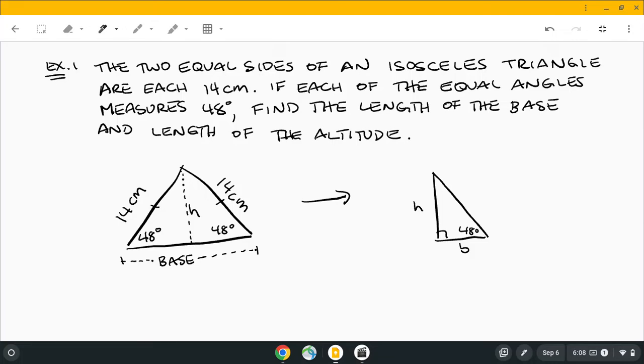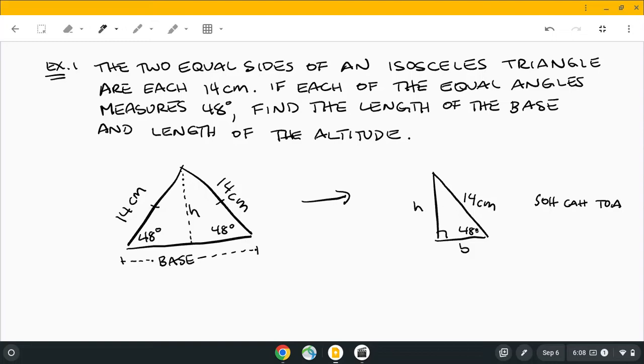So I'm trying to find these here. Okay. And I know that this hypotenuse is also 14 centimeters. Okay. So let's start with the H. Okay. And again, I'm going to use my SOHCAHTOA here so I can figure out which of the trig ratios I'm going to be using.